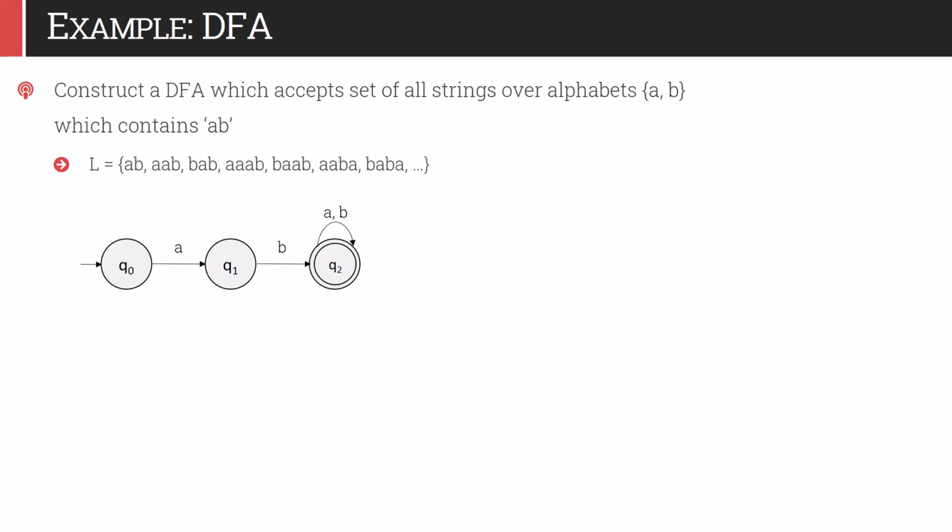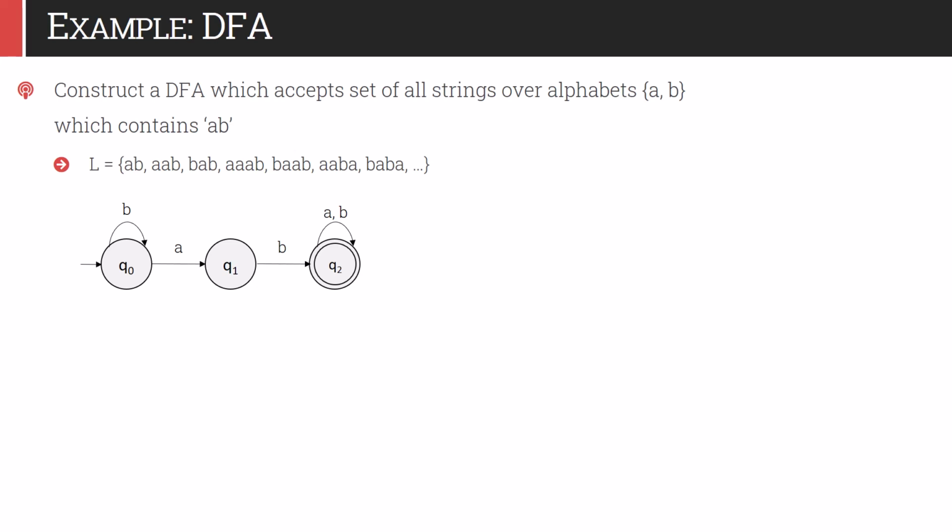From Q2, we can have a self loop of A, B, because after AB we can read anything. So this is the best possible way we can do. Now from the remaining two states, we will adjust the arcs so that we can have AB as a part of the strings. From Q0, can we have a self loop of B? Yes, it is very much possible. Even after reading any number of B's, to go to the final state, we must read AB.